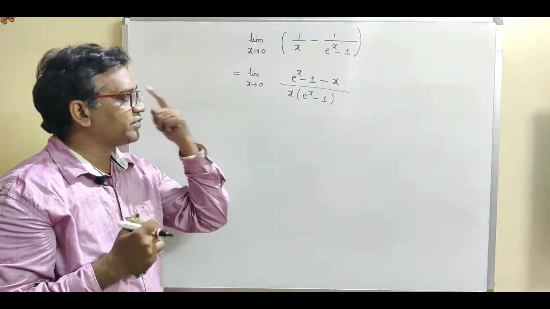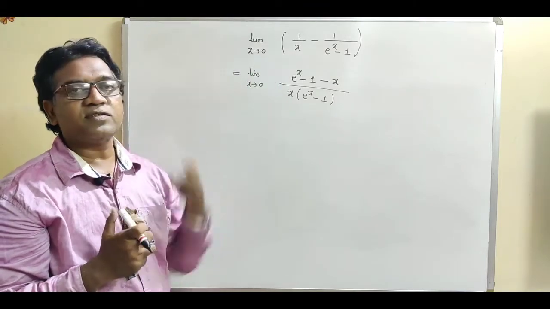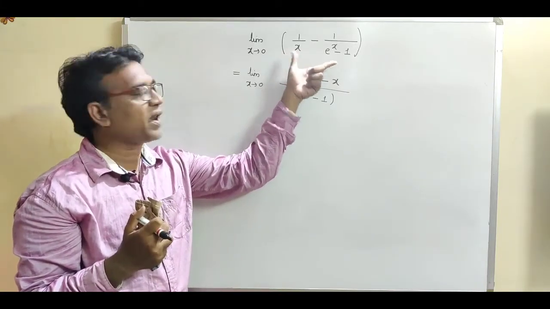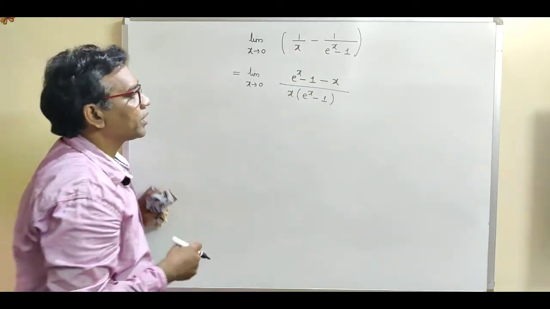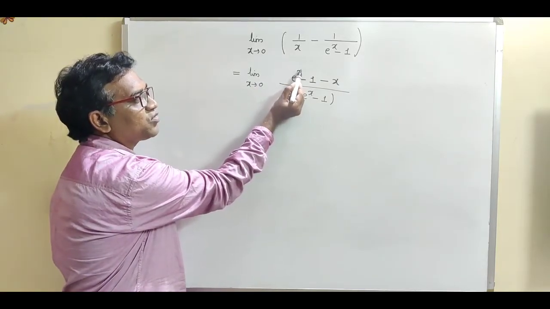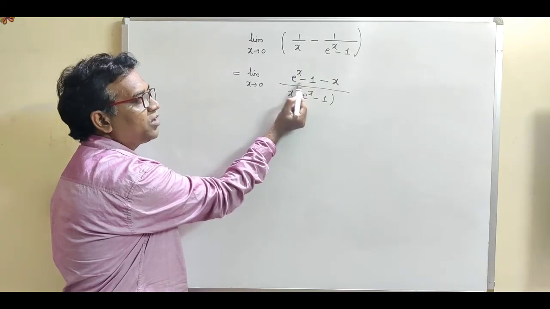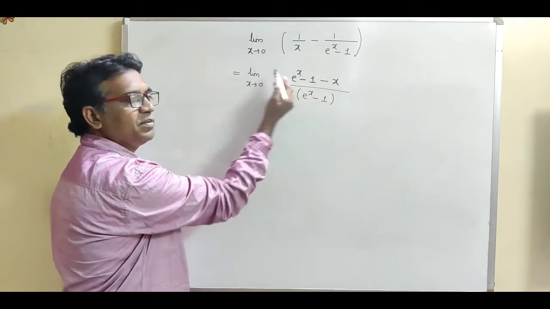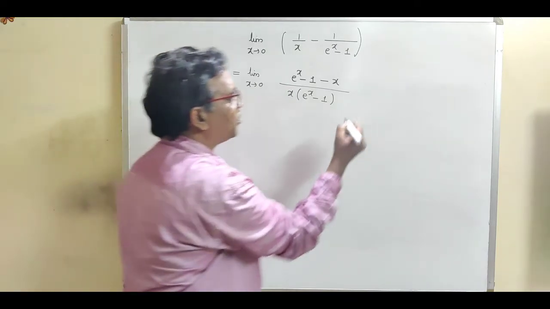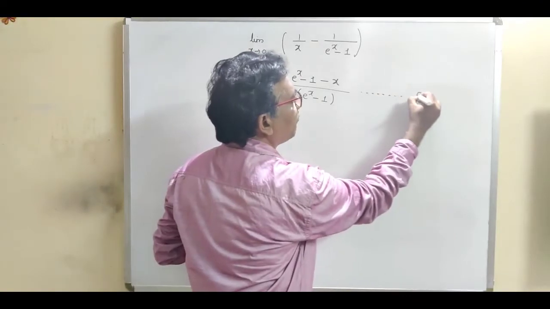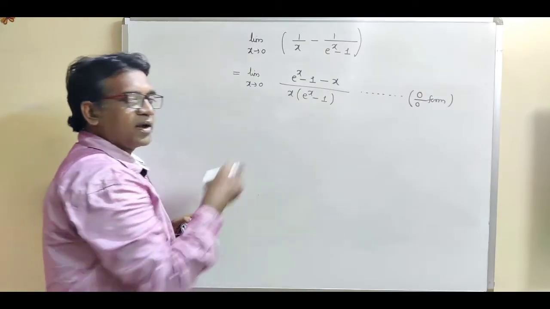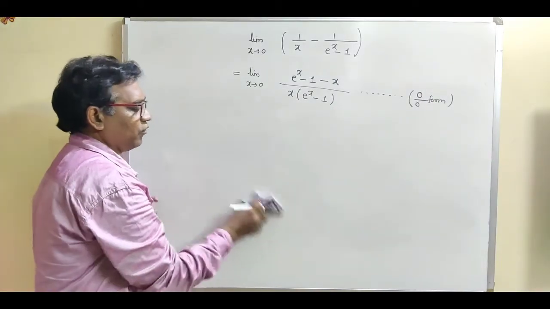So first of all, remember this step. If the limit form contains the subtraction form, then what is the method? First of all, we have to convert this subtraction in terms of division. Now suppose you put x equal to 0 in the numerator, e raised to 0 is 1, 1 minus 1 is 0. Put x equal to 0 in the denominator, so the denominator will be 0. So this is the standard form, 0 by 0 form.